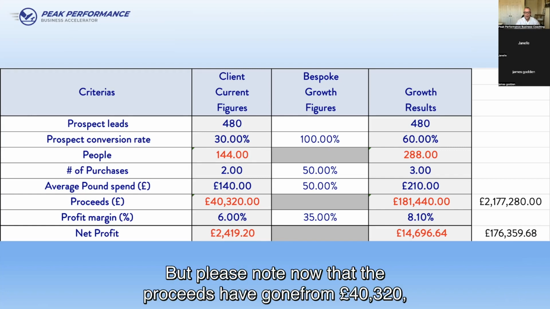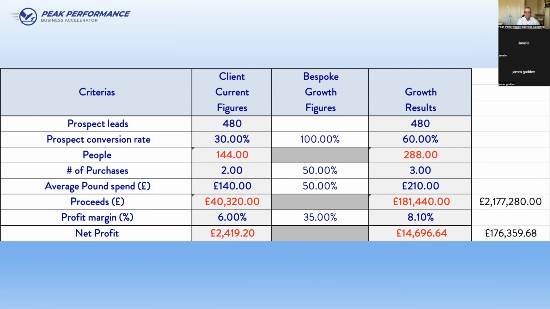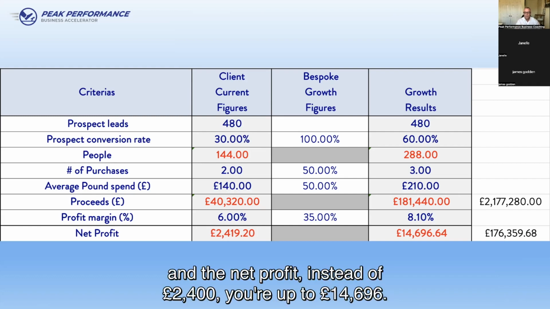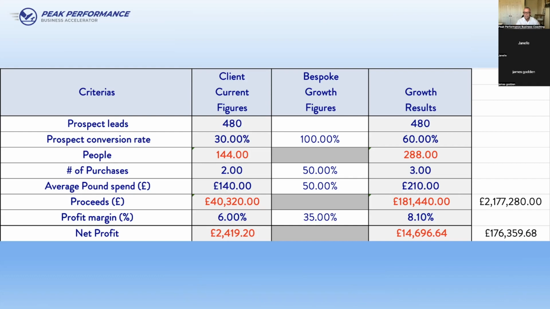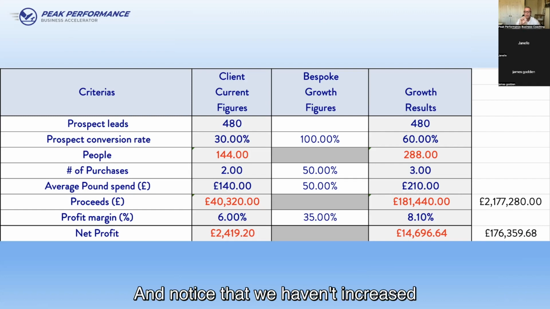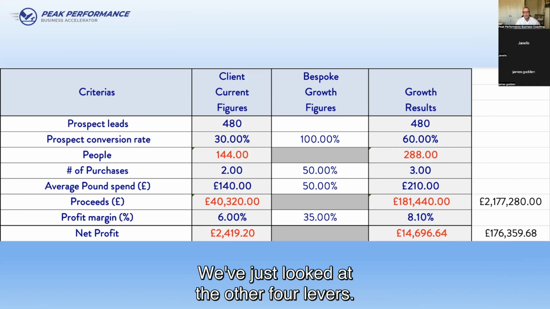But please note now that the proceeds have gone from 40,320, not 59,000 like it was, but 181,000 pounds just by implementing those strategies. And the net profit, instead of 2,400, you're up to 14,696. A real positive increase, more than the 63% that you were looking at. And notice that we haven't increased the prospect leads whatsoever. We've just looked at the other 4 levers.